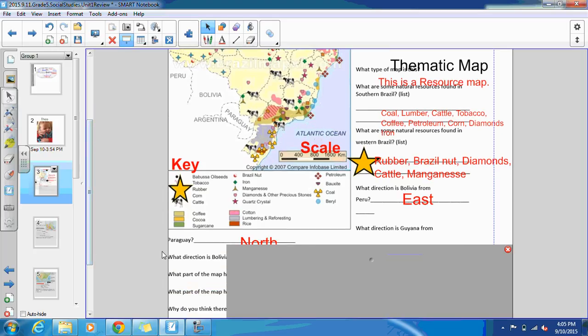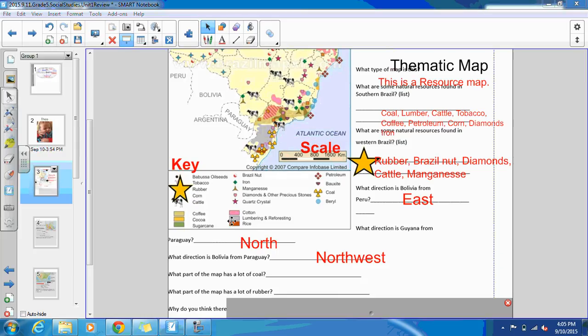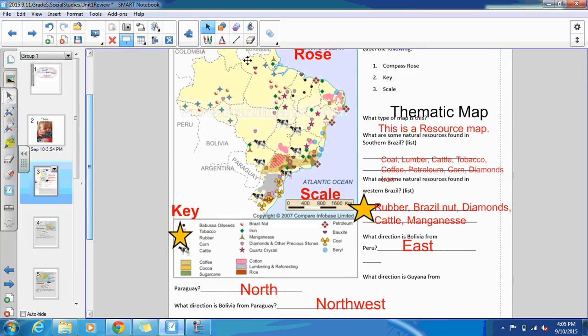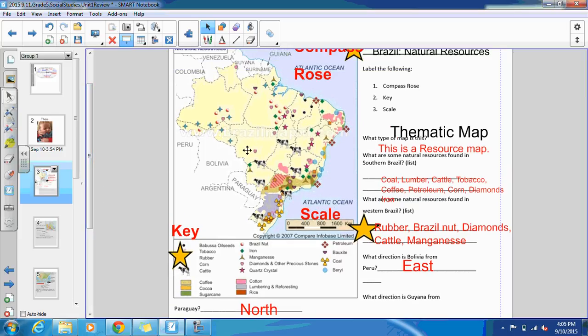Okay. What direction is Bolivia from Paraguay? North and west.